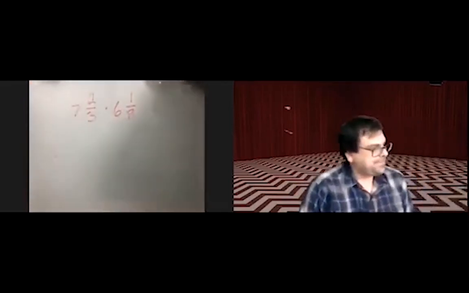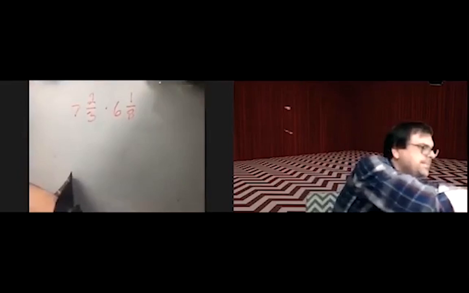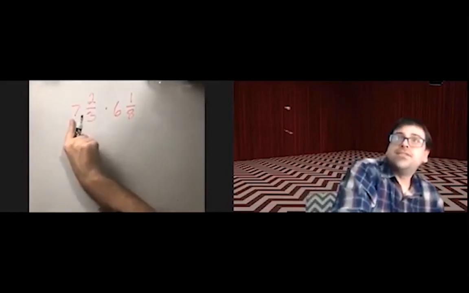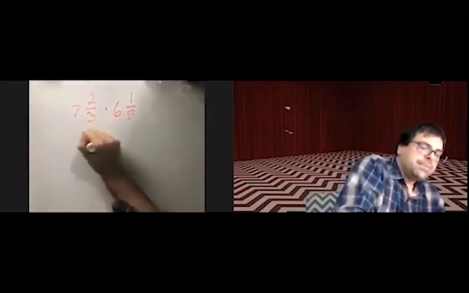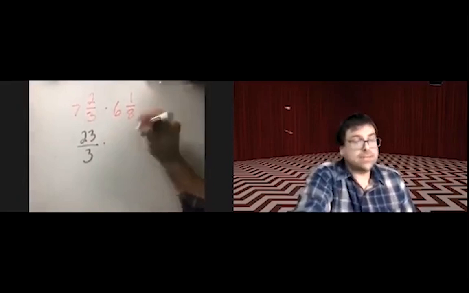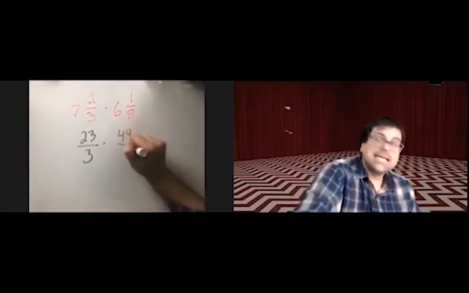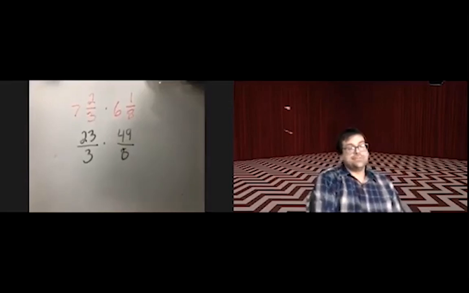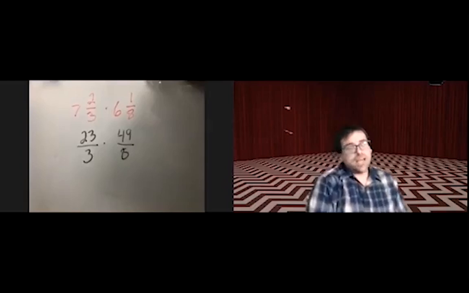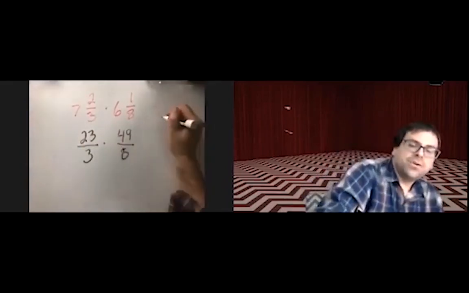How do we do it? Same way we've been doing all of these. Improper fractions. 3 times 7 is 21 plus 2 makes 23/3. 8 times 6 is 48 plus 1 makes 49/8. This is it. This is the one we've been afraid of. These numbers are big and nothing cancels. We have to multiply. 23 times 49.